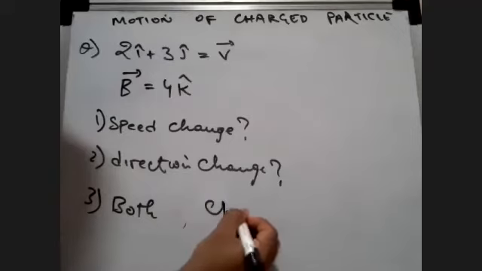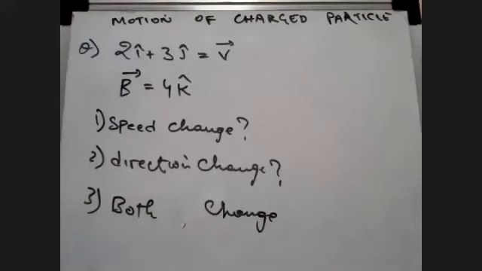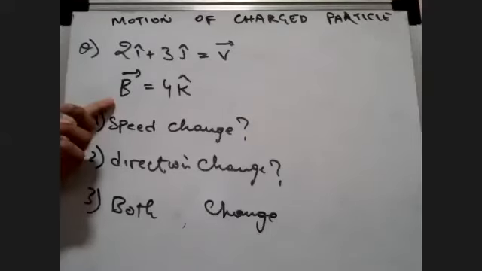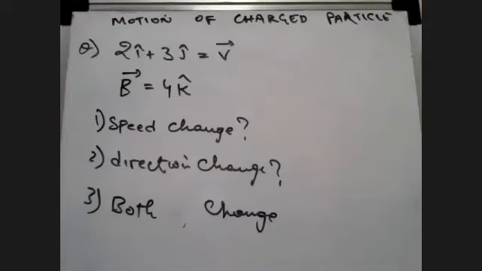What do you think? Just give me your views here. I don't necessarily need the answer, I just want you to tell me what you think about this. He's telling that the magnetic field is in the 4k direction and the velocity vector is given. First find out whether the magnetic field is perpendicular to the velocity vector. How will you know that?